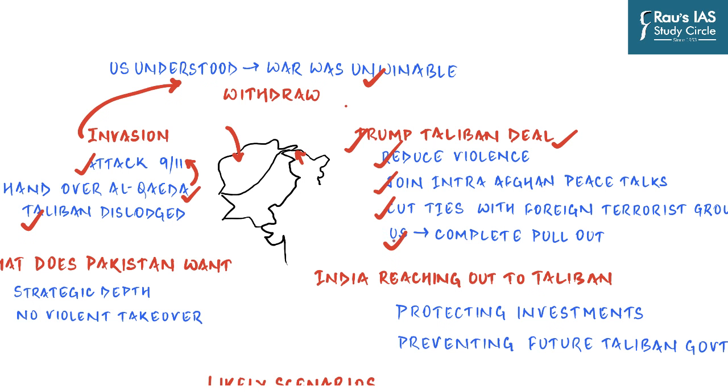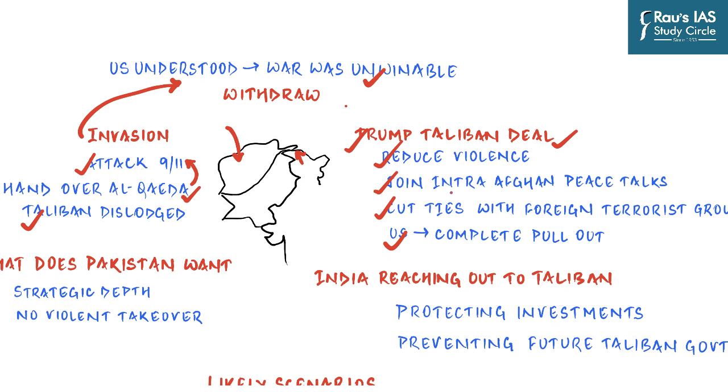This is what the Taliban had promised in the Trump-Taliban deal. So these 3 points, if implemented, would mean that Afghanistan is going to be stable and not a cause of security concern for the Western world, because they have promised that they would cut ties with the foreign terrorist groups, especially groups like ISIS and remaining portions of Al-Qaeda.